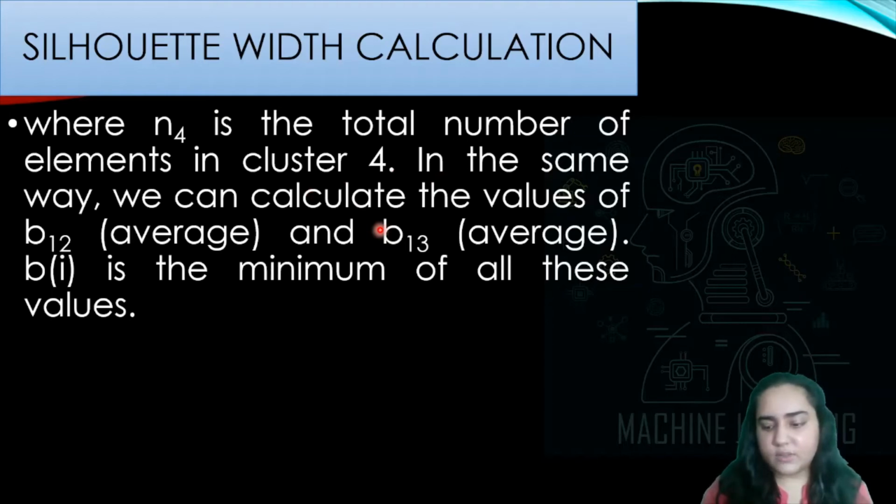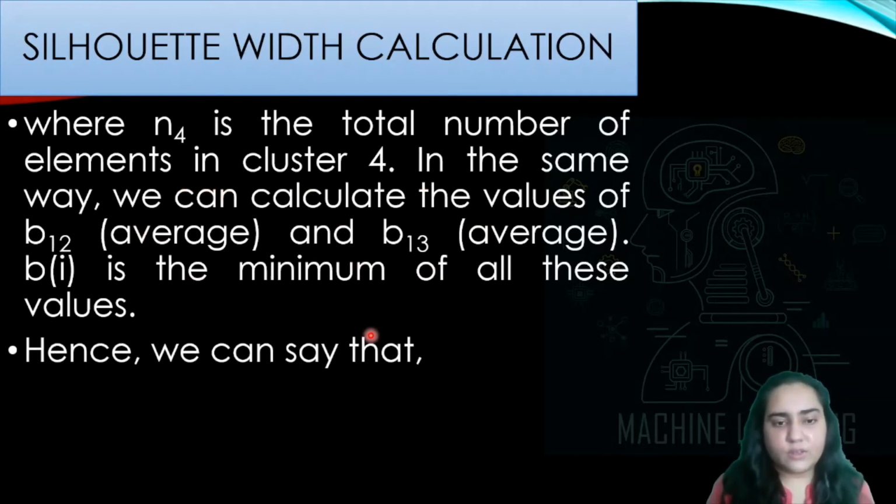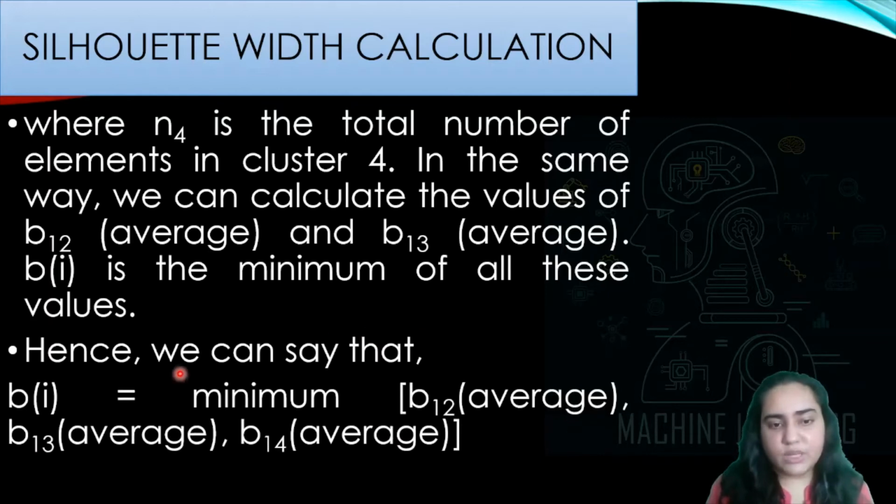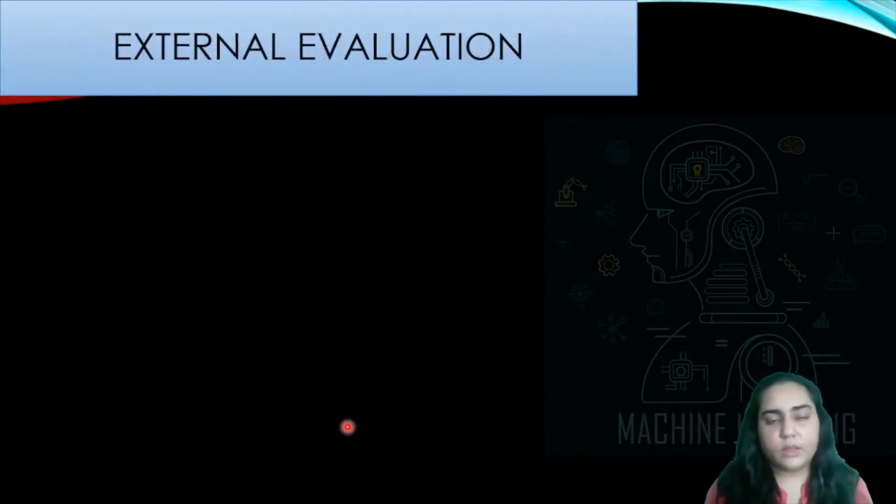And we can, in the same way, calculate B13. We can calculate B12 and then take the minimum of all these values. So we can say that BI is the minimum of B12 average, B13 average, B14 average, like that. So that is how you can calculate the silhouette width.